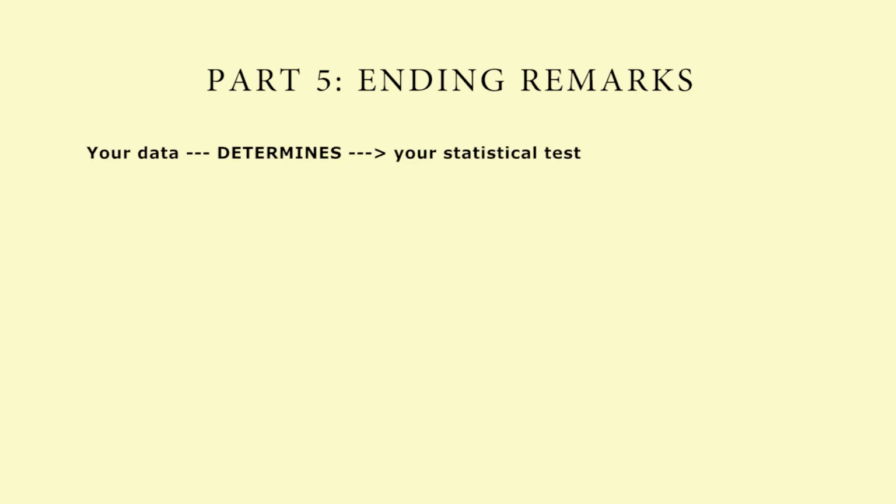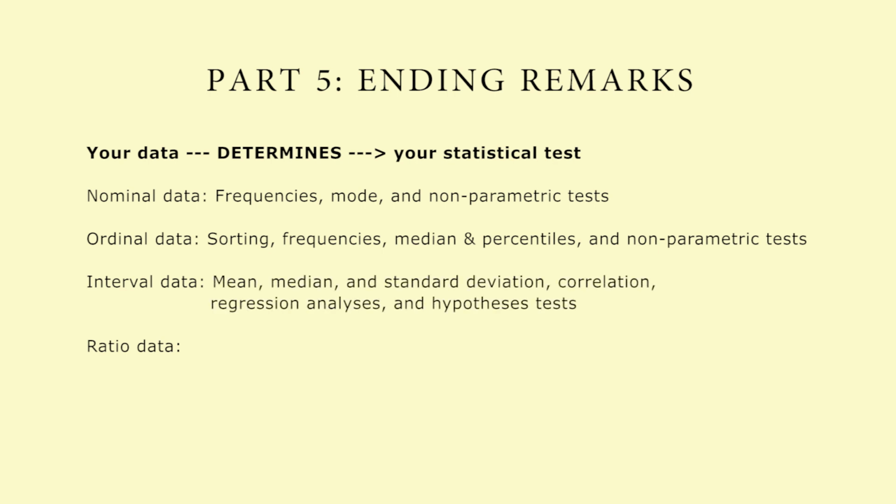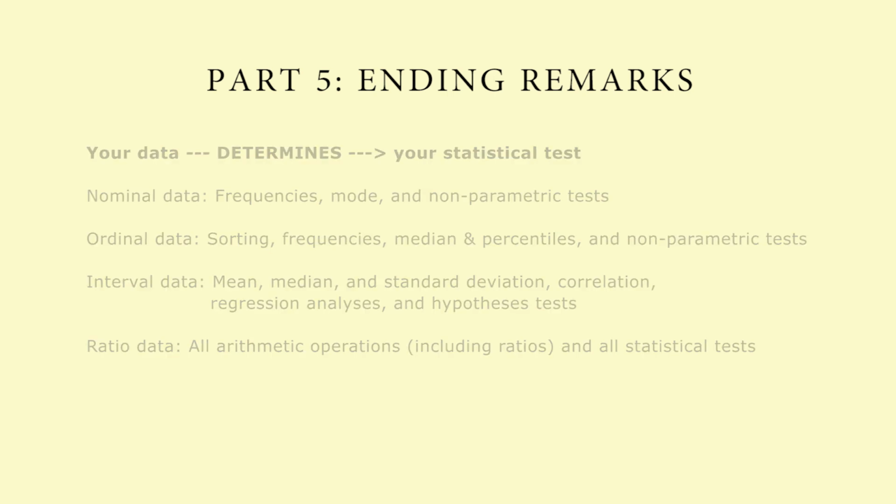The type of data determines the statistical tests that you can use. With nominal data, you can count frequencies, calculate the mode of the frequently occurring value, and perform non-parametric tests. With the ordinal data, you can sort the numbers in rank order, count the frequencies, calculate the median and percentiles, and perform non-parametric tests. With the interval data, you can calculate the mean, median, and standard deviations, and perform correlations and regressions. And you can also perform hypothesis tests. With the ratio data, you can perform all arithmetic operations, including ratios, and all forms of statistical tests.